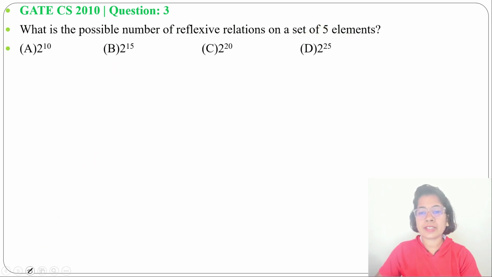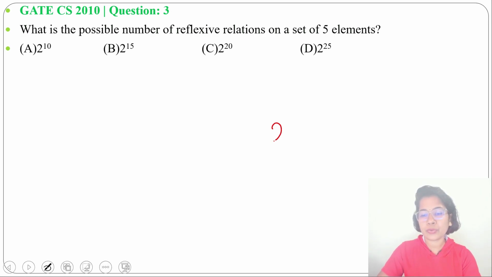I already discussed during the relation lecture that the number of relations possible equals 2 power n square, and the number of reflexive relations possible equals 2 power n square minus n. So 2 power n square minus n reflexive relations are possible on a set of n elements. Here it's given 5 elements, which means n equals 5.